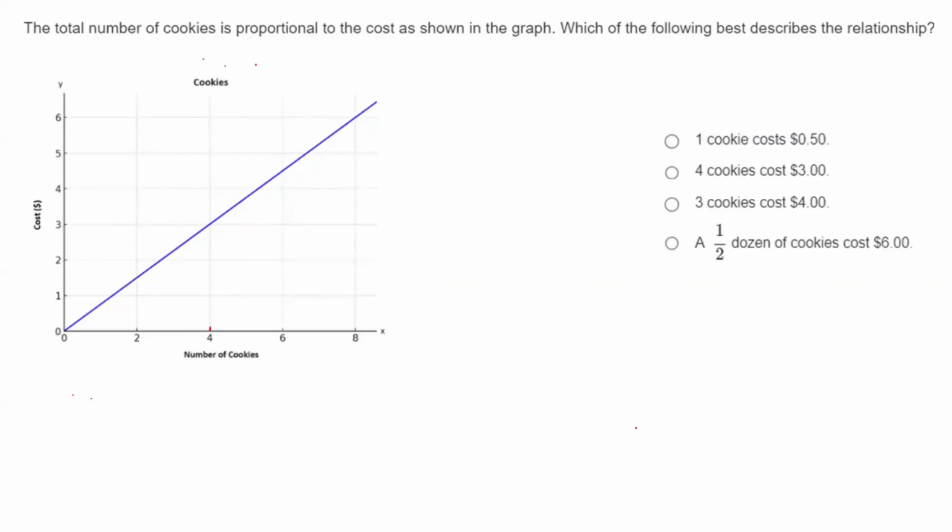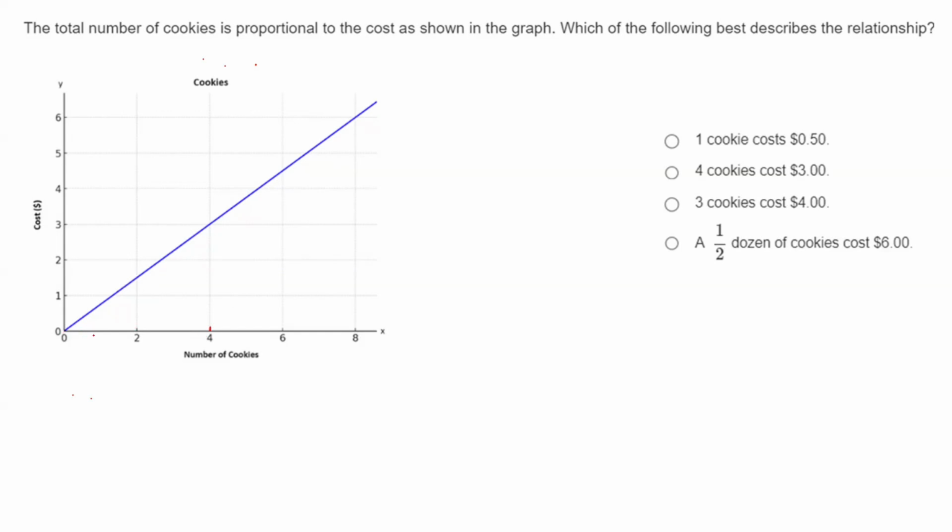We are going to look at another problem that involves a proportional relationship. The question says, the total number of cookies is proportional to the cost as shown in the graph. Which of the following best describes the relationship? So if you look at the statements here to my right, all this is asking is which one of these statements is true about the graph. In order for you to select your correct answer, first you must understand the graph, being able to interpret the information that is being represented on the graph.